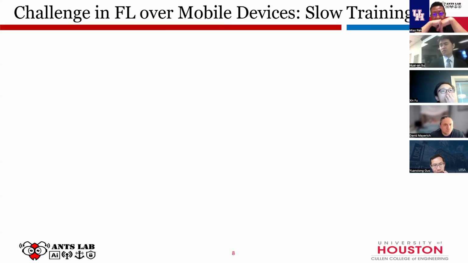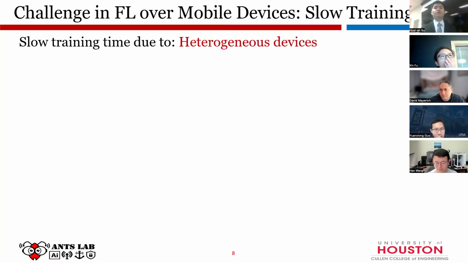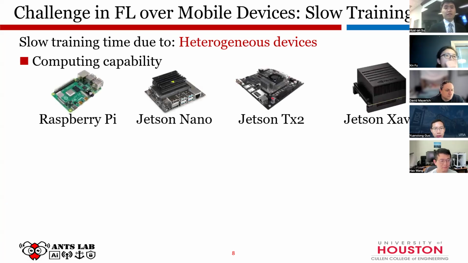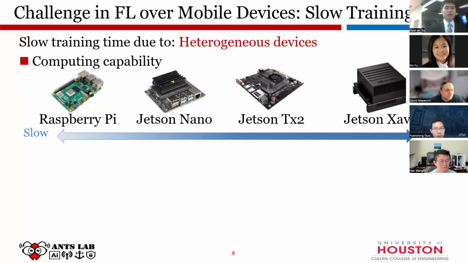So where does this slow training time come from? The reason is the heterogeneous device setups. Let's say that we have different kinds of computing capability across different devices. Here, I just use an example of the devices I use to train federated learning in our lab. From left to right, we have Raspberry Pi, Nano, TX2, and Xavier. From left to right, it is from slow to fast computing speed.